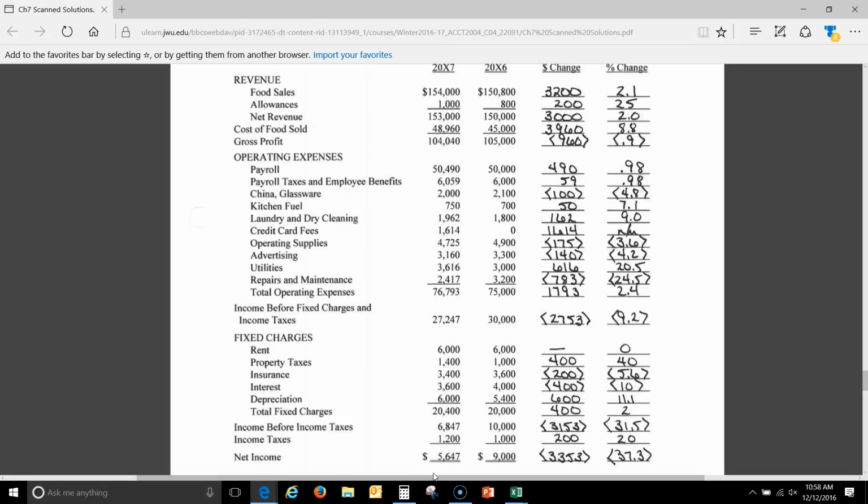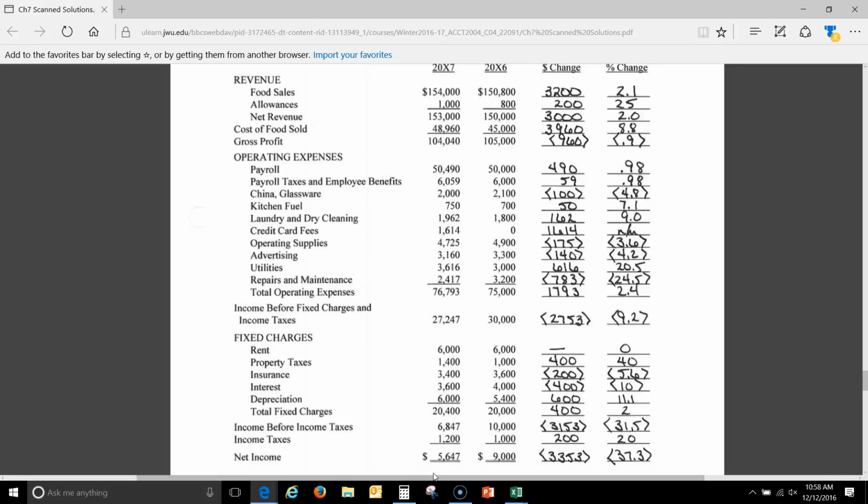So let's run through a couple of them. Let's start with food sales. Last year food sales was 150,800. This year it's 154,000. So we had an increase in food sales of 3,200, or a percent increase of 2.1%. So good or bad? Good. Selling more is always a good thing.